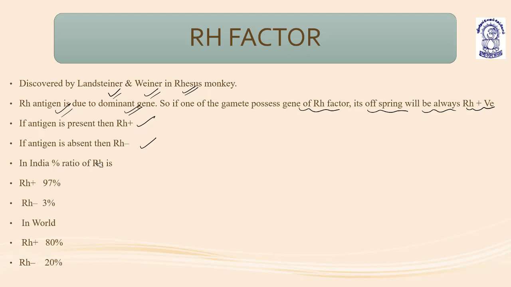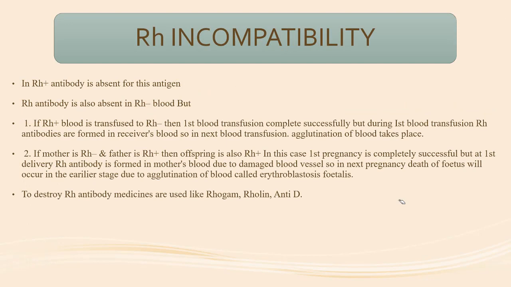In India, the percentage ratio of Rh is 97% Rh positive, 3% Rh negative. In the remaining world, 80% Rh positive and 20% Rh negative. So along with the antigens of A, B, AB, and O, Rh antigen is also present on the RBC membrane. What is Rh incompatibility?